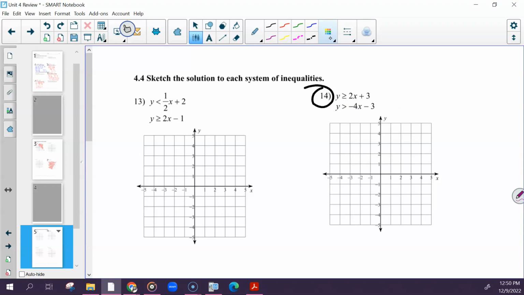For 14, this first one would start at 3. The slope is 2, so I can go up 2 to the right 1, down 2 to the left 1 as many times as possible. This would be a solid line. Shaded above. So above in this case would be to the left.